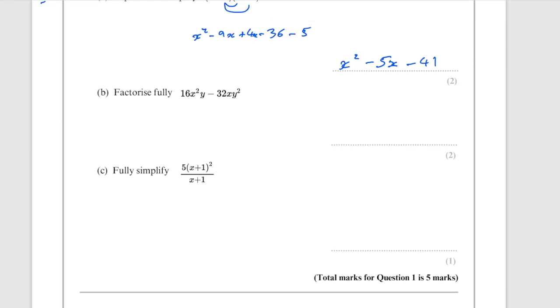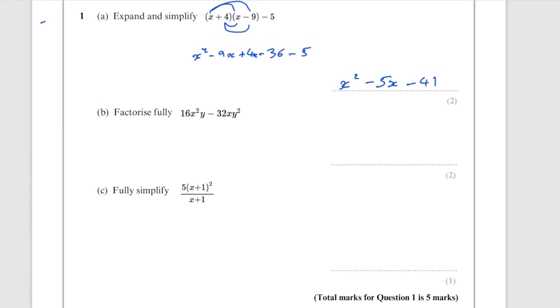Okay, question 2, factorise fully. So I can take 16 as my number part out as a common factor, and they've both also got an x and a y in common, so I can take 16xy out as my common factor. I would need to times the common factor by x to get the first term, and then to get the second one I'd need to times by minus 2y.